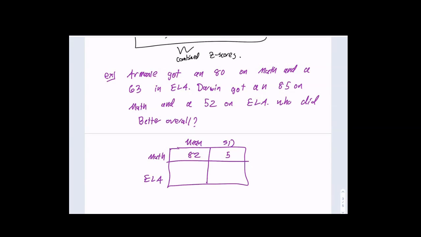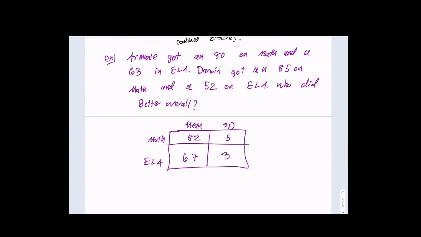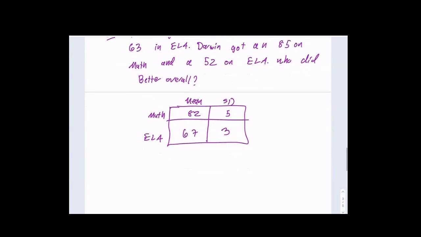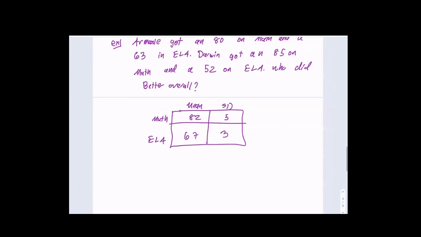The average math score was an 82 with a standard deviation of 5. And the ELA, the average was a 67. It was a much harder exam. That's why the lower scores. And a standard deviation of 3. So when doing this problem, we need to separate and actually find the z-scores for Darwin and the z-scores for Armani separately.